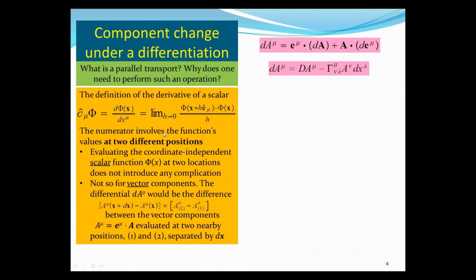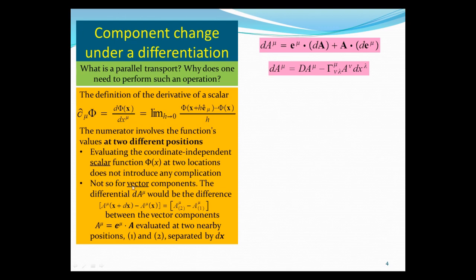Now, the numerator involves the function's value at two different locations. That's the key point. To take a derivative, you must necessarily evaluate the function at two different locations. Evaluating a coordinate-independent scalar function at two locations does not pose any complication, because the coordinate doesn't change.